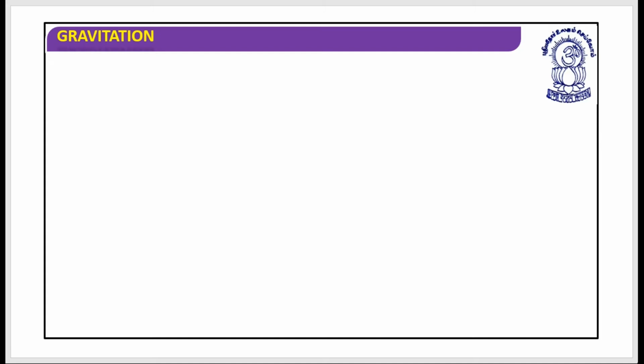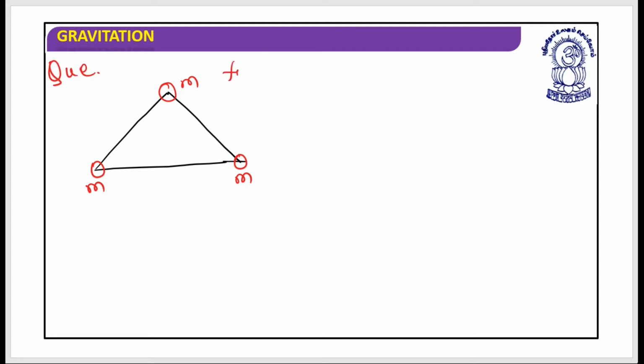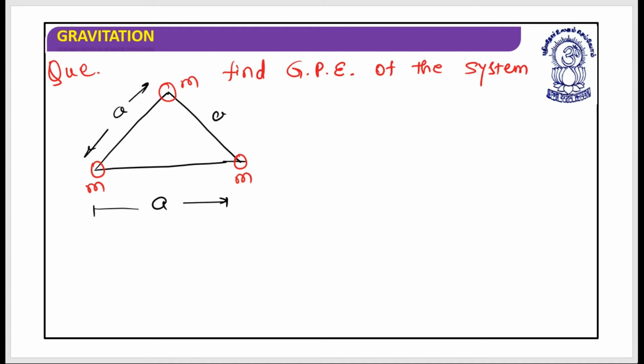Let's have a look. We have three masses at the vertices of an equilateral triangle, something like this: m, m, m. The question is to find the gravitational potential energy of the system. The dimension of the triangle is a. It's a, a, and a, so it is obvious that the remaining side is also a. So this is the situation. How will you do this?